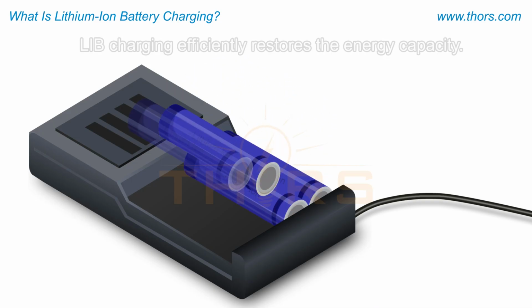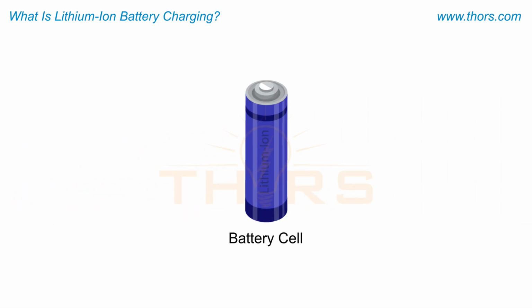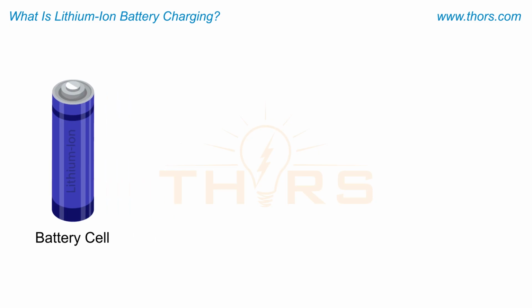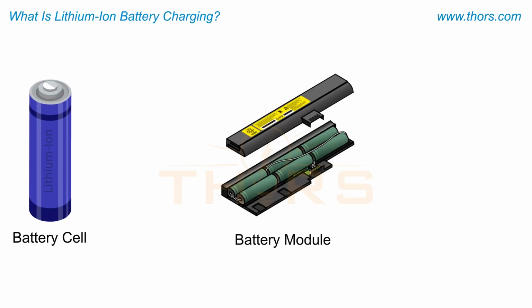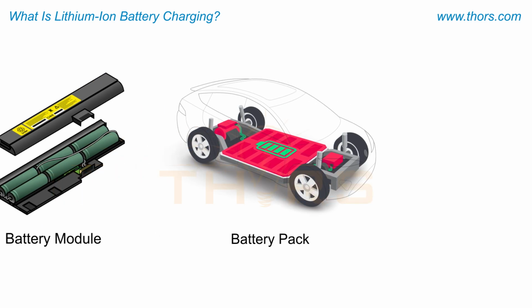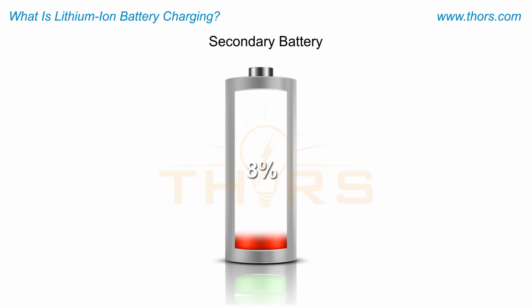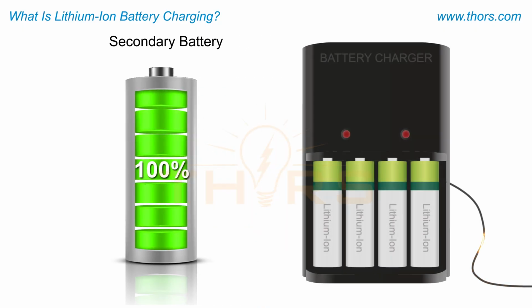Lithium-ion battery, or LIB, charging is the process of efficiently restoring the energy capacity of lithium-ion batteries. A lithium-ion battery can be an individual battery cell, a small battery module that has a group of battery cells, or a battery pack that has a group of battery modules, which can contain hundreds or thousands of battery cells. Unlike primary batteries, which are non-rechargeable, lithium-ion batteries are secondary batteries that can be recharged using a battery charger.